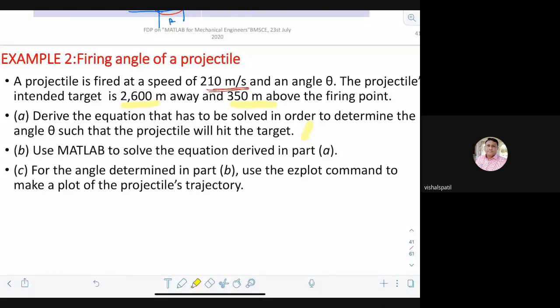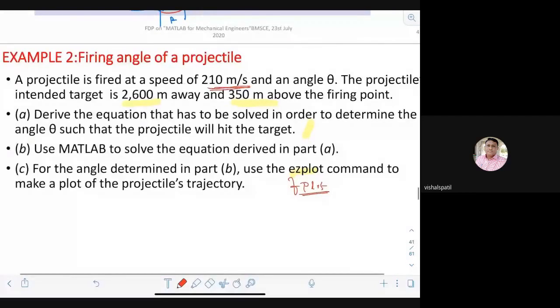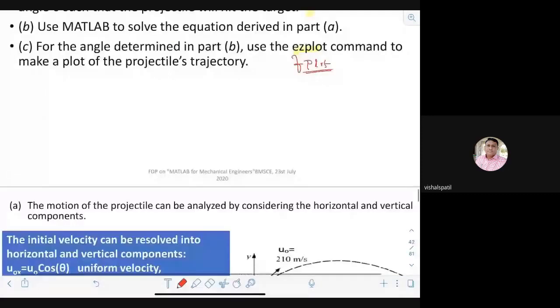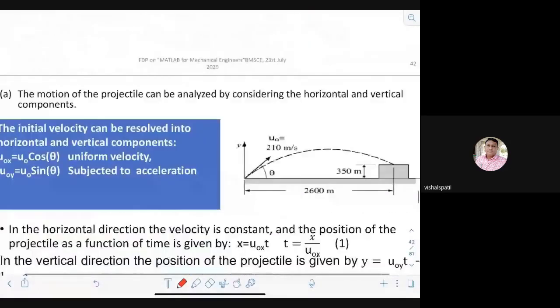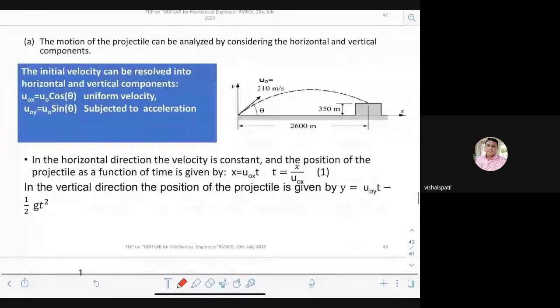And for the angle determined in part B, use ezplot. Of course, now I just used the fplot command to make the plot of the projectile's trajectory. It is easy to use fplot here because the plot is in the symbolic part. So let us look at the first part, part A. You have to derive the equation. So look at this part here. See, the projectile is fired with a velocity of 210 meters per second at some angle theta.